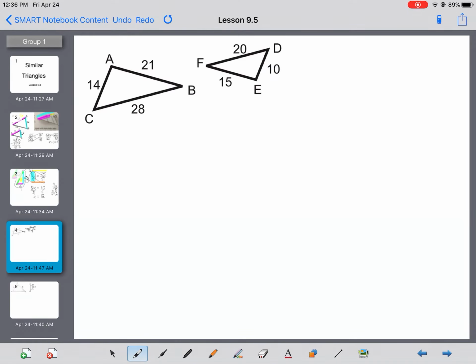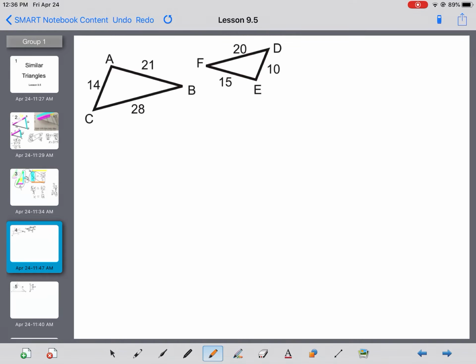All right, let's do another one for practice. So this one, we're actually given all of the sides, and what we want to do now is check if they are similar. On the other problem, we were told that they were similar. This one, we want to check: are they actually similar? So our first steps still apply.